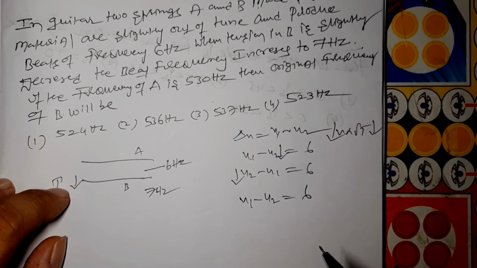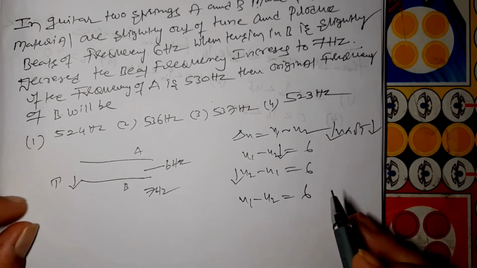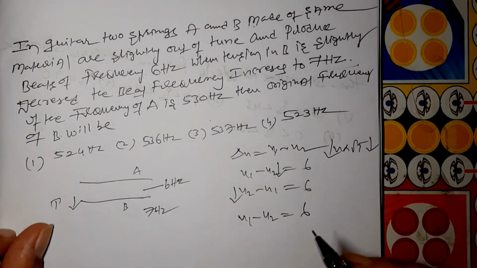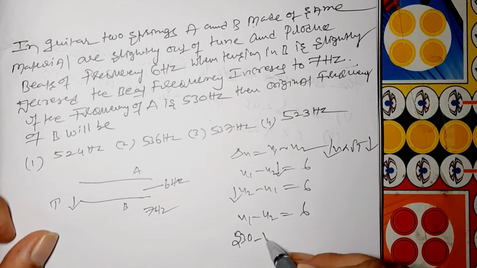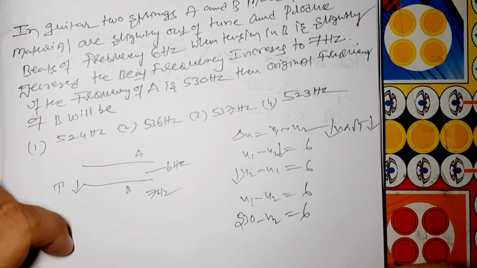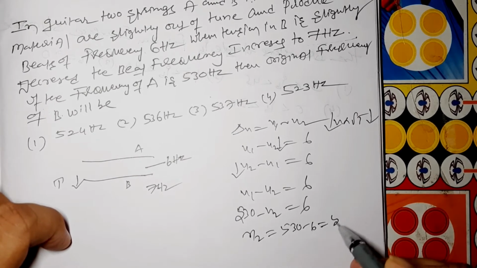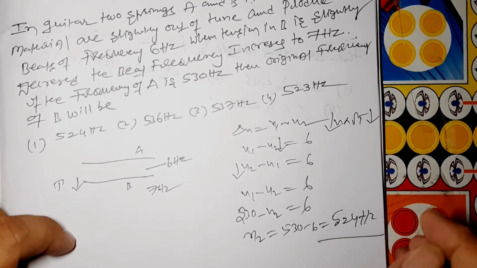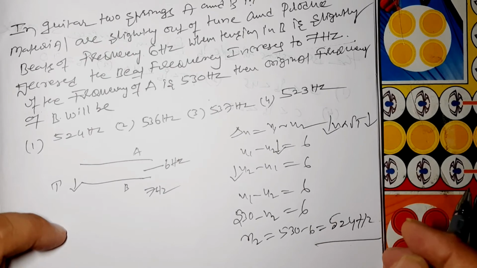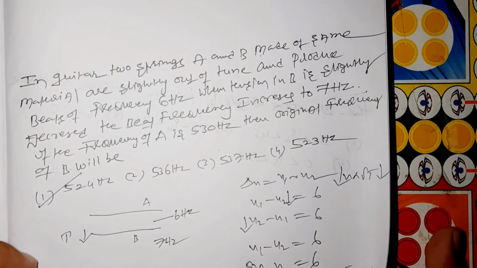Here n1 means the frequency of A. How much is the frequency of A given here? 530. So 530 minus n2 is equal to 6. So n2 is equal to 530 minus 6, which is 524 Hz. So what is our correct option here? The correct option is option 1.